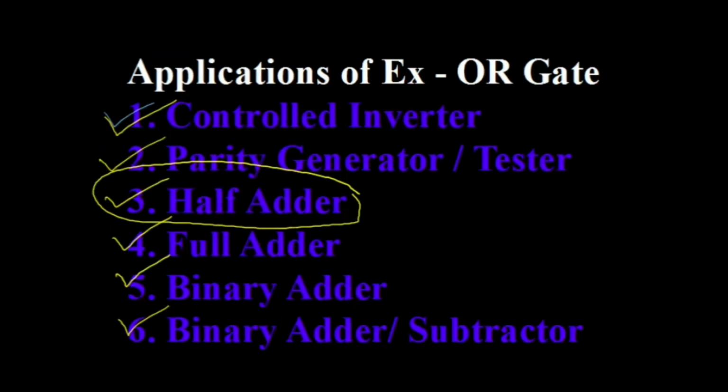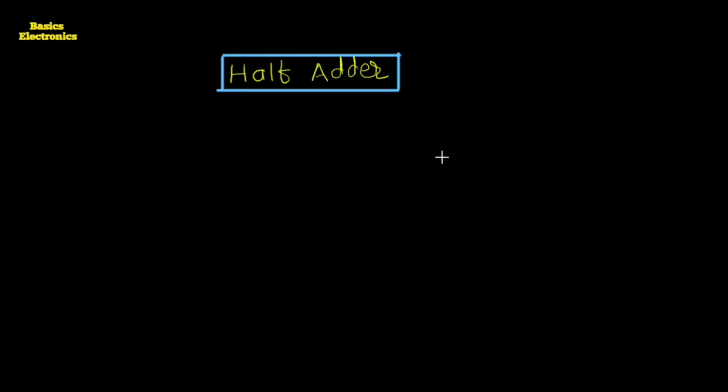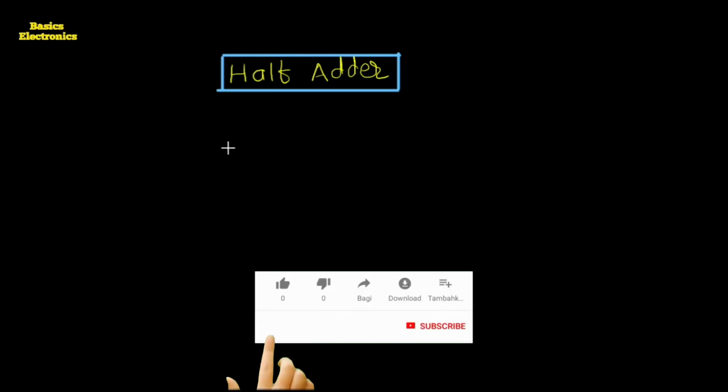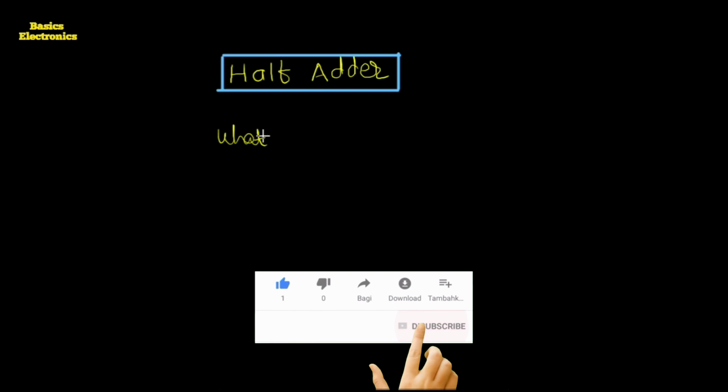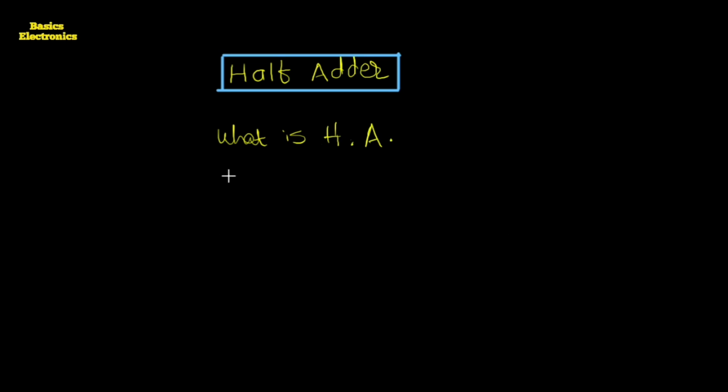Here we have to draw the logical diagram of the half adder. But before drawing the logical diagram, we have to see what the half adder is, what the half adder circuit is. Then we have to see the construction of the half adder. Means when you write down the answer in the examination, at that time you have to follow this sequence.